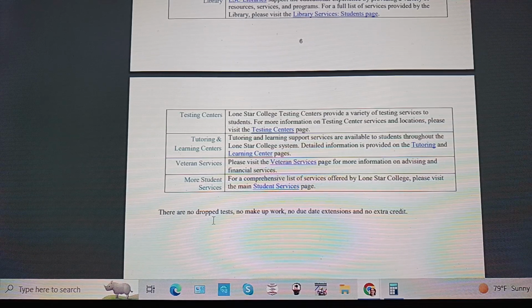But there are no drop tests, there's no makeup work, there's no due date extensions, there's no extra credit. I used to do these things, but it just encourages more procrastination, and then the grades were worse. Ever since I've been strict on this, not only did grades improve, but it's just more fair to students. It's not fair to say, here's a test, and then people stay up all night cramming for it, and then somebody misses it, and they're like, oh, I was just a little busy at work, can I do it later? Well, now all the other students are going to be angry that I made them cram for a test and I gave one person extra days to do the test.